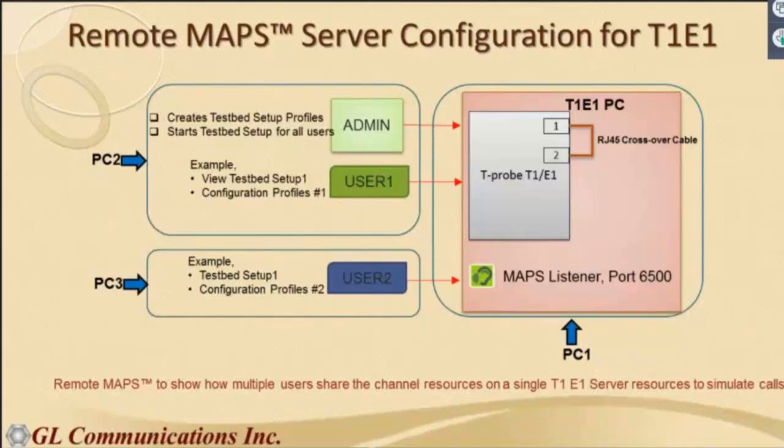So in PC2, I'm depicting two users. One is the admin and the other one is user one. The admin is the one who creates the testbed, sets up profiles and starts the testbed for all the users. So we can have multiple users, but only the admin has the privileges to start the testbed. Only user 1 and user 2 can connect from a different system towards the same MAPS server. He will be able to execute his different test cases depending upon the resources allocated to each user.